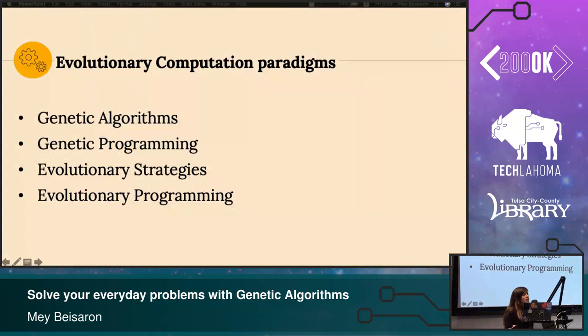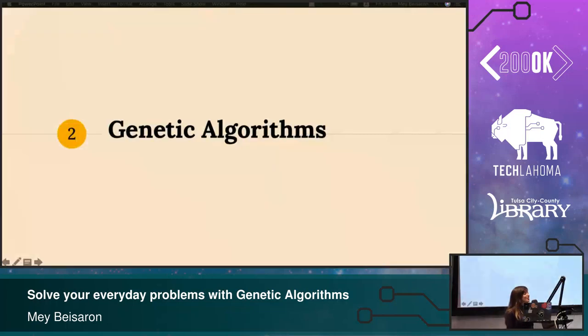Before we move on, I would like to tell you that there are four known paradigms for evolutionary computation, and I will not talk about all four. I will only talk about genetic algorithms, but just so you know, the difference between these four paradigms is mainly in the representation of the solution and also in the reproduction part, which we will talk about a little bit later. So, genetic algorithms.